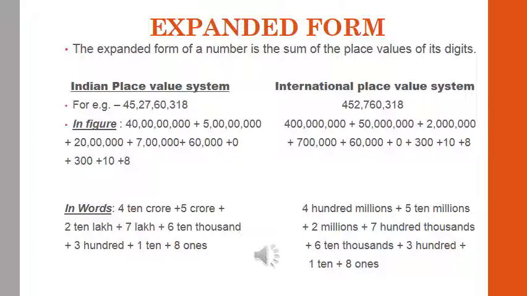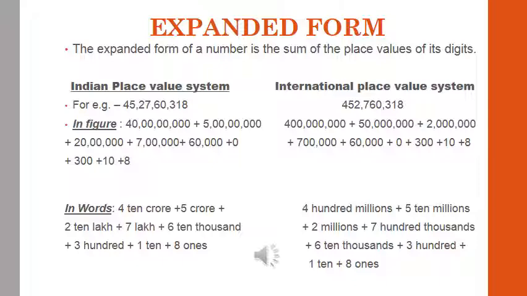In the Indian place value system, you can see the number is 45 crore 27 lakh 60,380. Now first of all we have to write down the place value of every digit. That is 4. 4 का आपका place value क्या हुआ 40 crore. And if you talk about the place value of 5, it will be 5 crore. Then 2, it will be 20 lakh. 7 is 7 lakh. 6, it will be 60,000.